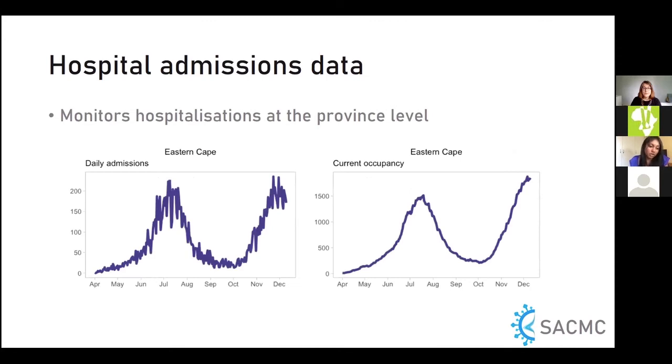Here we see a plot of the Eastern Cape, where we have daily admissions on the left-hand side, and on the right-hand side we have current occupancy, or what we might term beds in use, noting of course that these two plots are for COVID-19 patients only, so daily admissions for COVID-19 and current occupancy for COVID-19 patients. Thanks, Gazina.